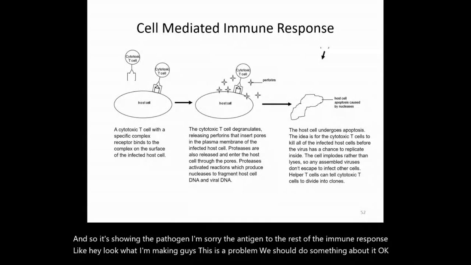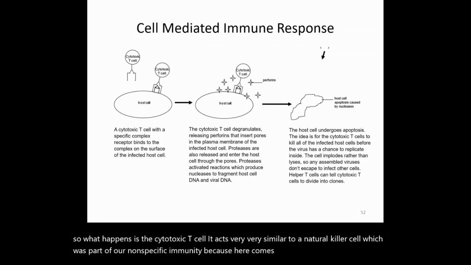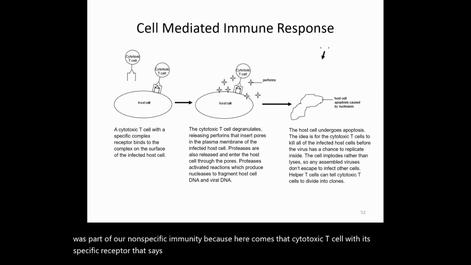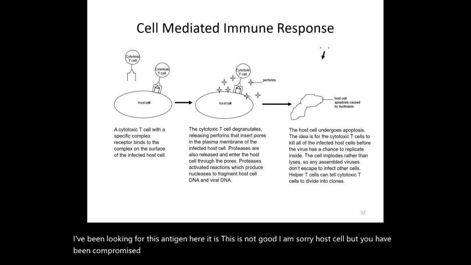So what happens is the cytotoxic T cell acts very, very similar to a natural killer cell, which was part of our nonspecific immunity, because here comes that cytotoxic T cell with its specific receptor that says, I've been looking for this antigen. Here it is. This is not good. I am sorry, host cell, but you have been compromised, and now I must destroy you. And that's what it does.